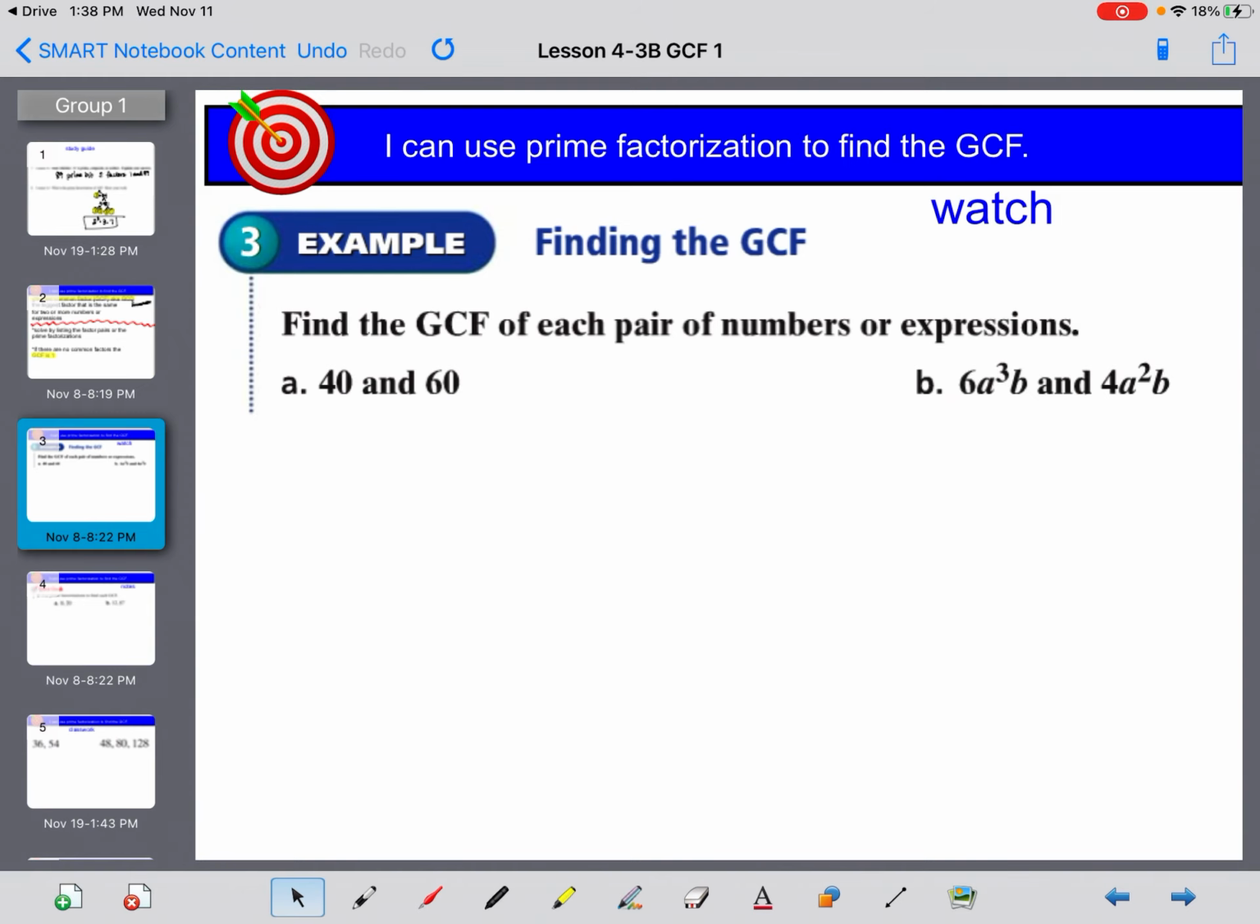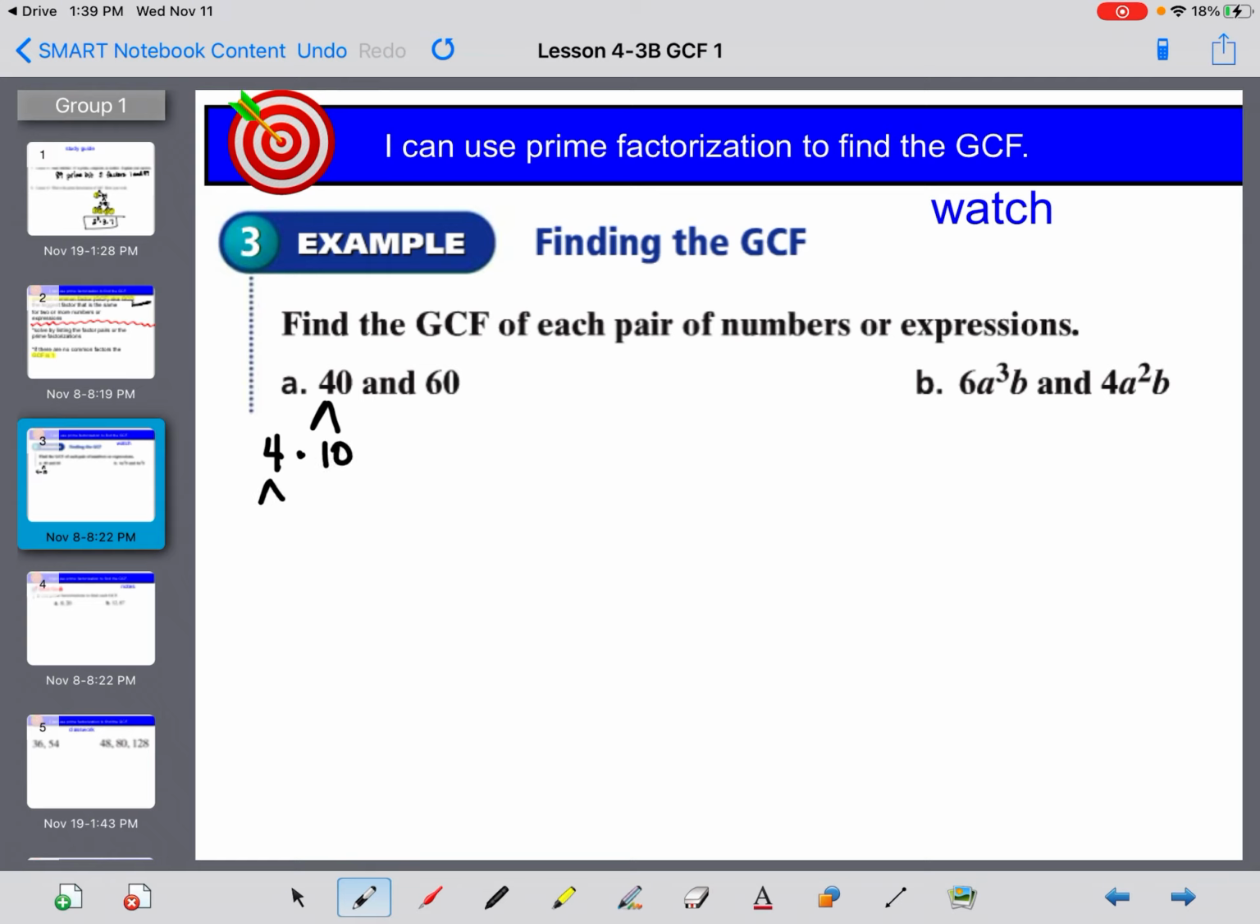Find the greatest common factor for each pair of numbers or expressions. Now, I know that you've done greatest common factor before in 6th grade, but in 7th grade, you're going to see some that include variables, as in option B over there. So I'm going to show you the best way to do this utilizing a factor tree.